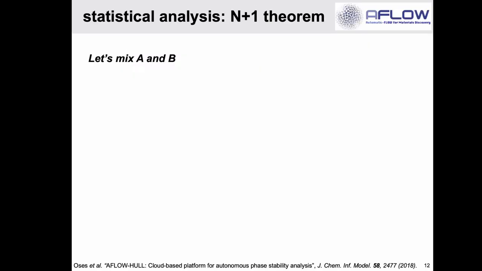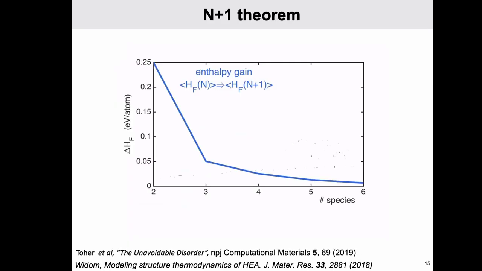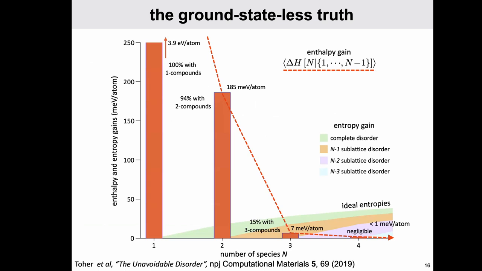Let me go back, give me one second. Okay, now the real numbers. We have done the numbers in this article, and this is the enthalpy and entropy gains. The bars are the enthalpy. Those are for metals, because we had many more metals than ceramics in our websites.